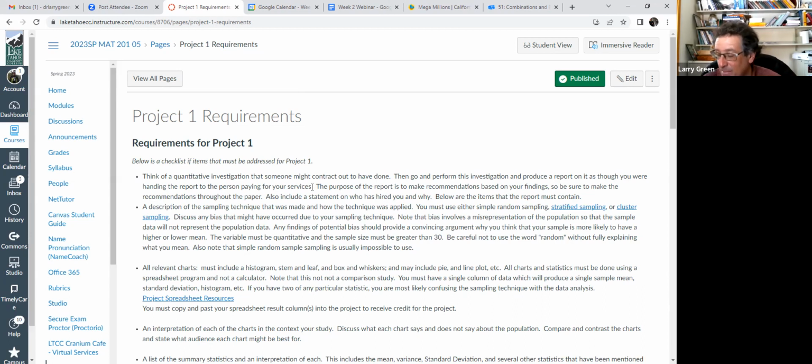Step one, I already said, get a partner, or better, get a partnership of 3. That's step one. Step two is have a conversation with your partners and come up with a study that might be interesting to you all, and a survey question that could be asked of people. Any questions on that step? Okay, so you're going to come up with a survey question, and that survey question again has to be quantitative.